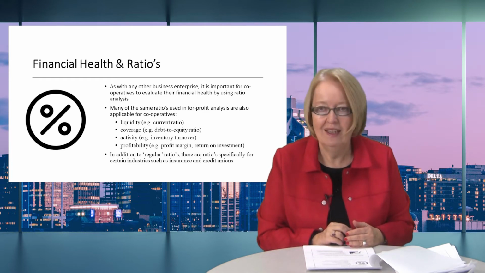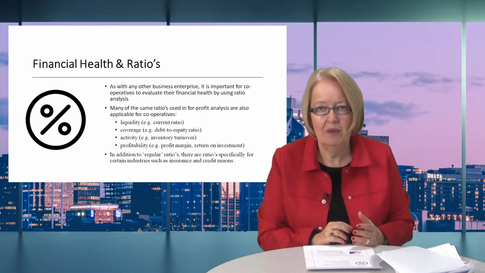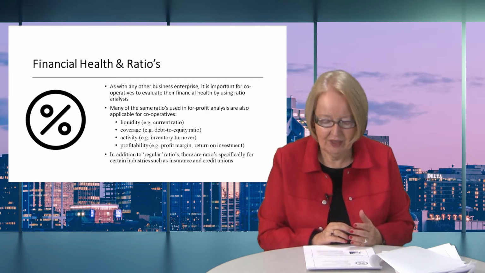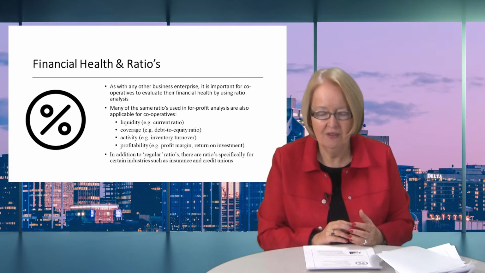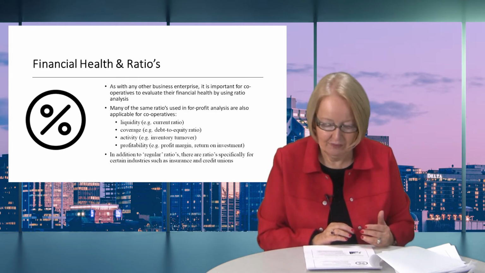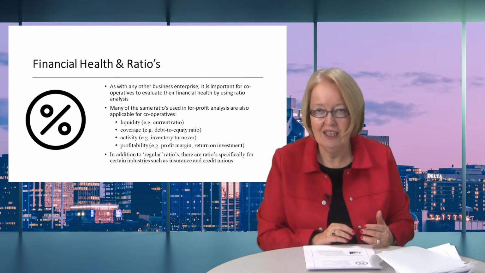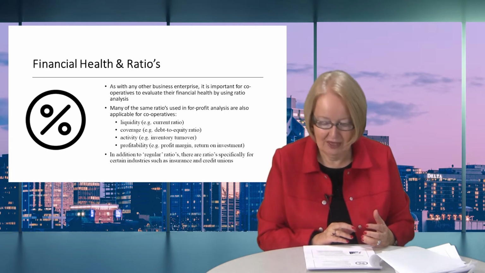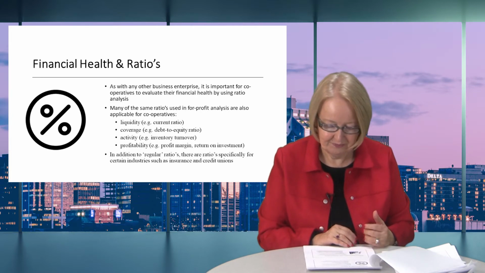Coverage. Here you look at debt to equity. So how does your co-op compare to other organizations when you compare the level of debt to the level of equity that the organization has? And then we look at activity. Activity can be, for example, an inventory turnover ratio. So how quickly are you selling your inventory? And profitability, something that applies to everybody. So we're looking at profit margin and return on investment.